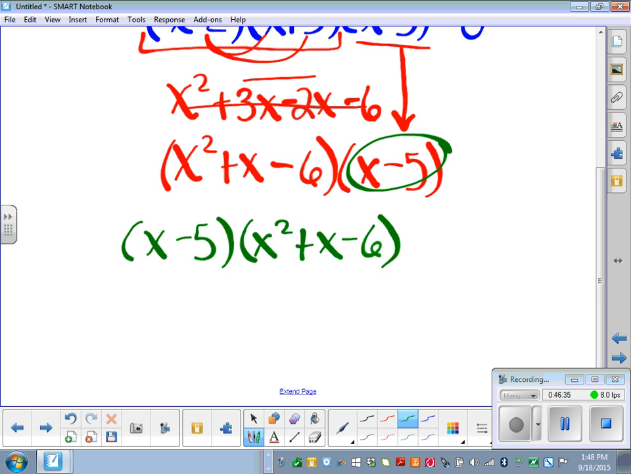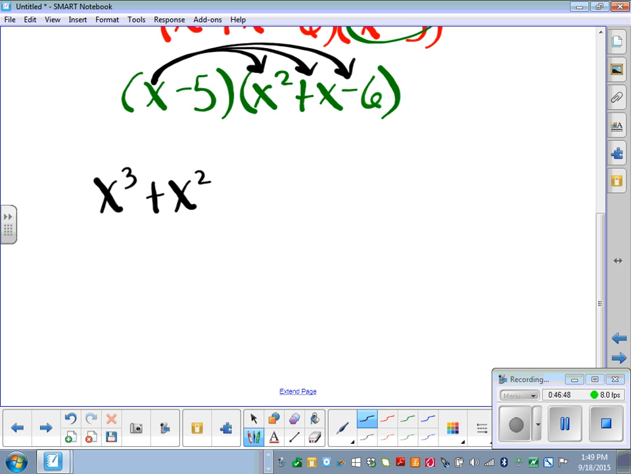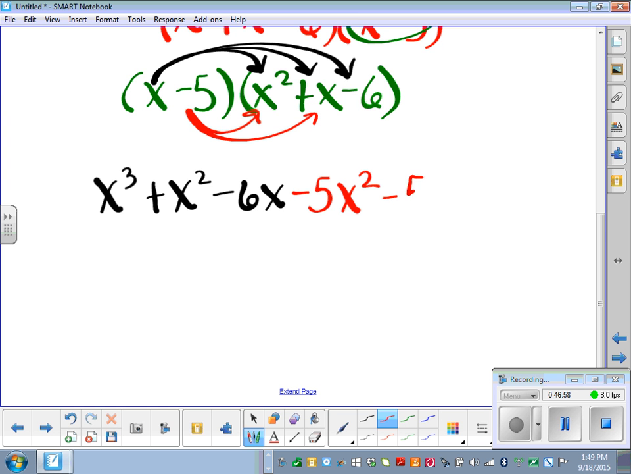It makes it easier for me to multiply it and not make any errors. So now we're going to double distribute, focusing on x. X times x squared is x cubed. X times x is x squared, and it's positive x squared. X times negative 6 is negative 6x. And I've got to double distribute, so negative 5 times x squared is negative 5x squared. Negative 5 times x is negative 5x. And then negative 5 times negative 6 is positive 30.